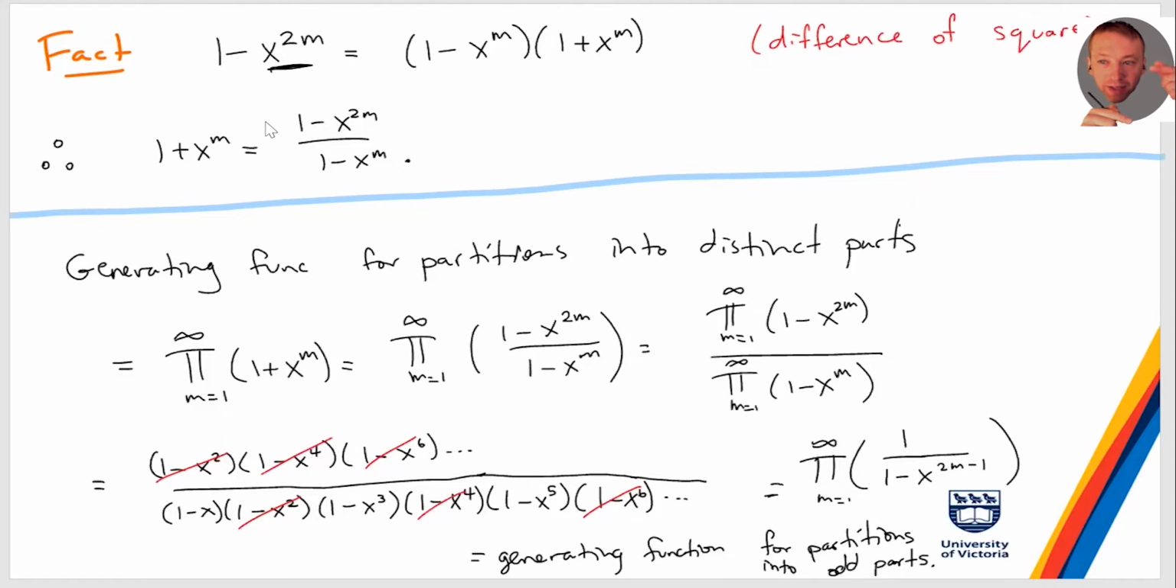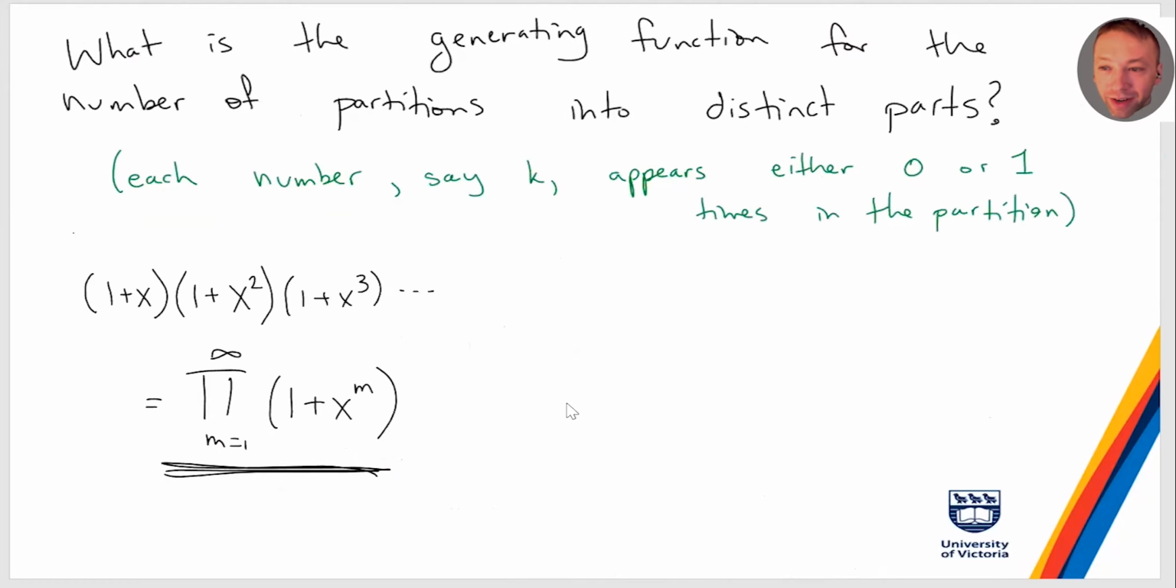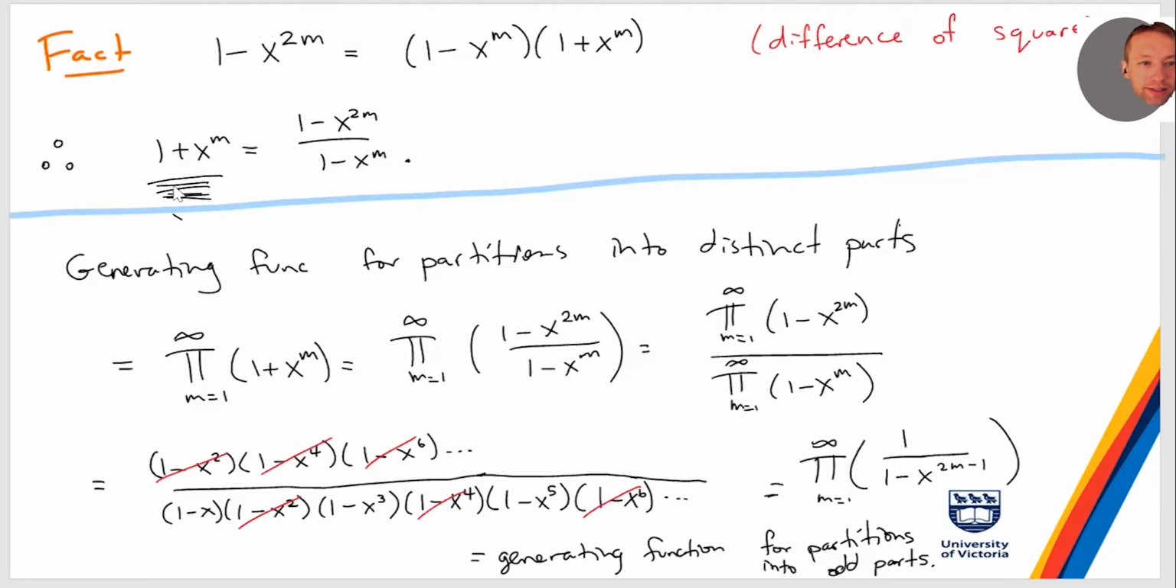If I monkey around with this a little bit by dividing both sides by 1 minus x to the m, what I get is that 1 plus x to the m is the ratio of 1 minus x to the 2m over 1 minus x to the m. I'm going to use that because this is the main protagonist in my second generating function, which is just multiplying up these 1 plus x to the m's. So I'm going to substitute this into my generating function. What I get now is the product from m equals 1 to infinity, that's what I started with, and I can rewrite it like this.